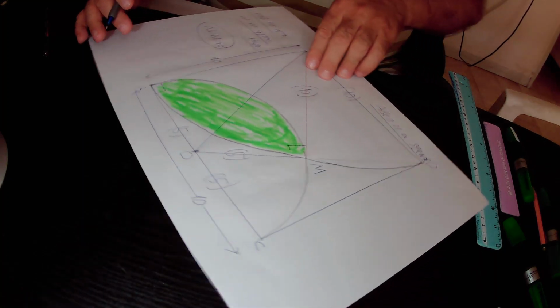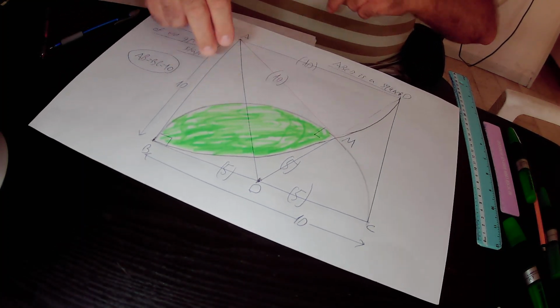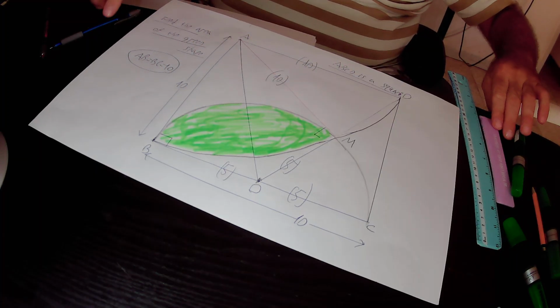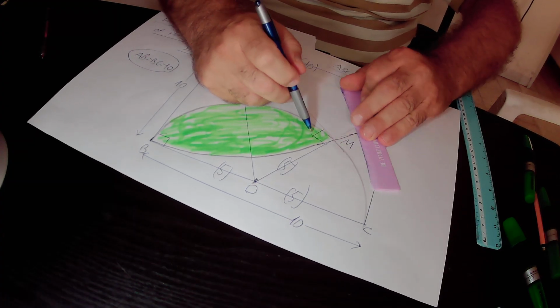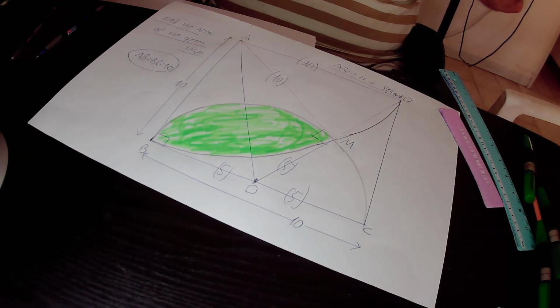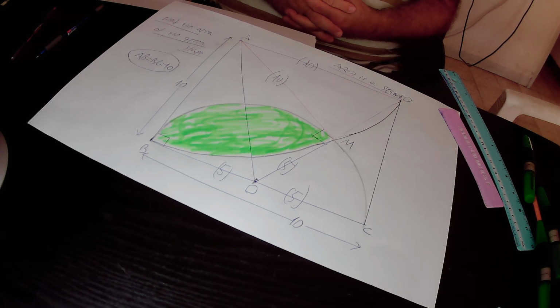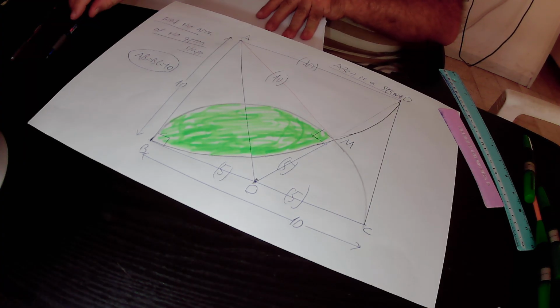By joining points A and O, we create another two right triangles. This is the right triangle ABO, and this is the right triangle AOM. In the next step, we prove that those two right triangles are congruent according to the side-side-side rule.